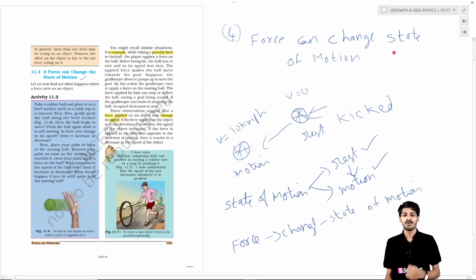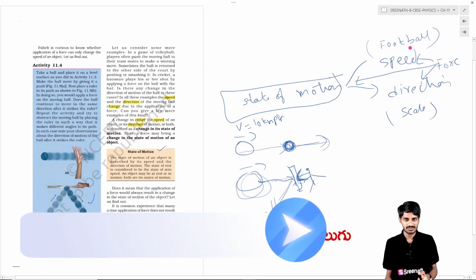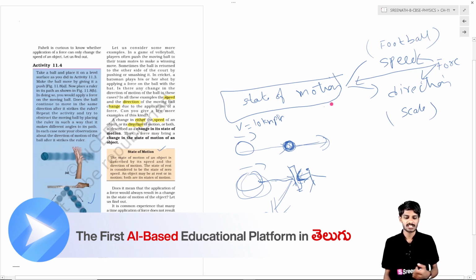What is the fourth topic? Force can change the state of motion. What is meant by state of motion? If speed changes, we state that the state of motion is changed. If direction changes, we state that the state of motion is changed. Force can change speed, for example a football. Force can change direction, for example this scale. So finally, force is changing the state of motion.